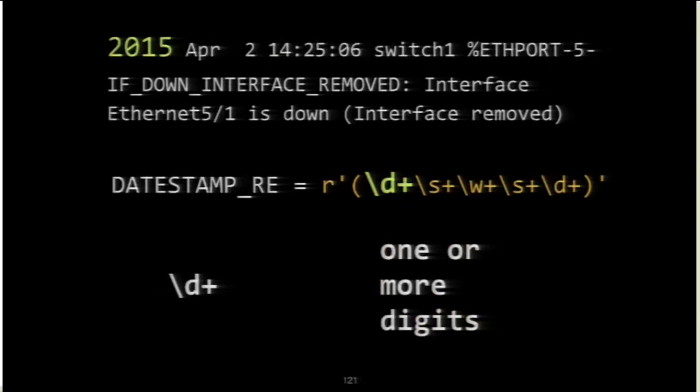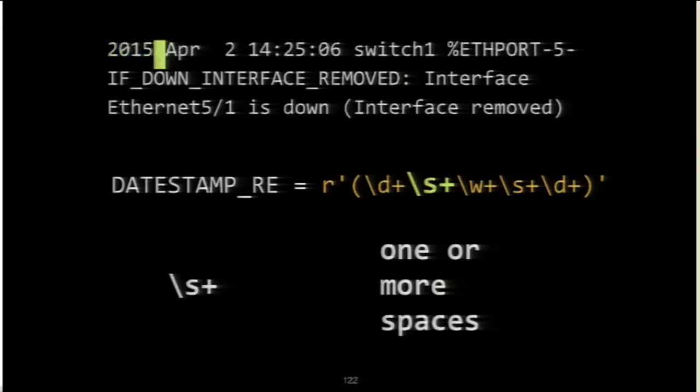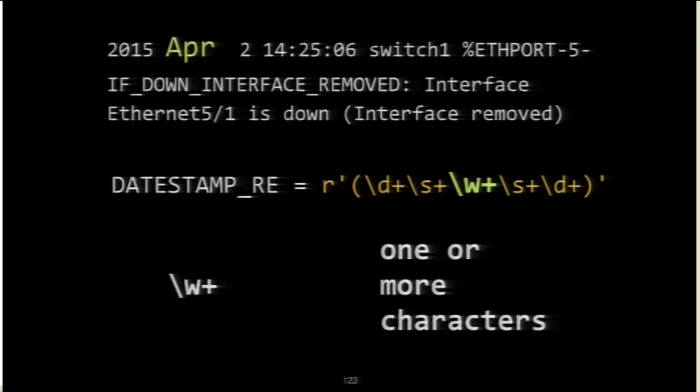So, a quick rehash, we have datestamp RE. It's matching on using this \D+ to pull out 2015, \S+ to grab the space between that, \W+ to grab April, and finally it ends with \S+ and \D+ to grab the rest of this.